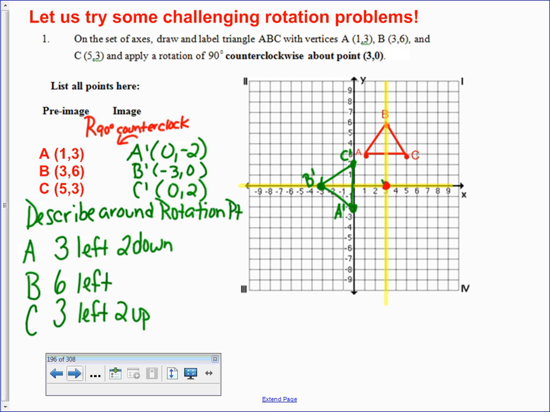When I connect all of the vertices together, you can take a peek: are my triangles the same size? AC is 1, 2, 3, 4 units in length. A prime C prime is 4 units in length. Does it look like I took that triangle and rotated it one turn of the paper, or 90 degrees counterclockwise? And I did. Now, this is just going around a rotation point.